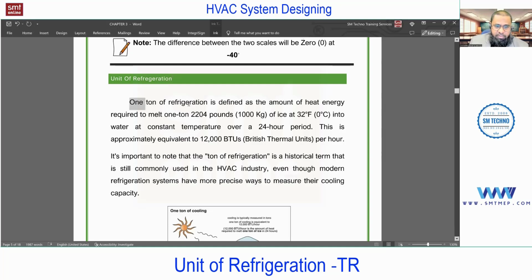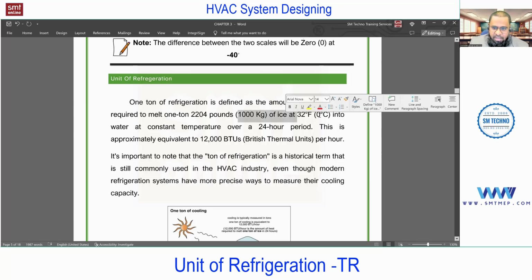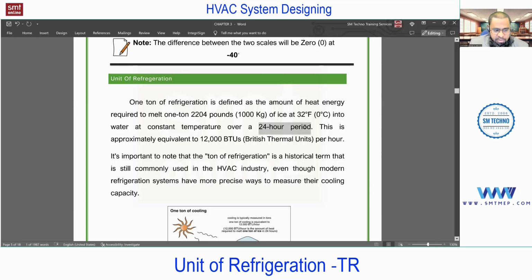You see, 1 ton of refrigeration is defined as the amount of heat energy required to melt 1 ton, nothing but 1000 kg, in terms of pounds nearly 2000 pounds, of ice. Or if you're getting confused with pounds, just consider 1000 kg. So it's the amount of heat energy required to melt, say, 1000 kg of ice at 0 degree centigrade, nothing but 32 degree Fahrenheit, into water at constant temperature, in say 24 hours. We're considering this time for calculation point of view.